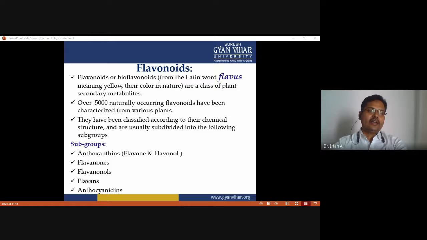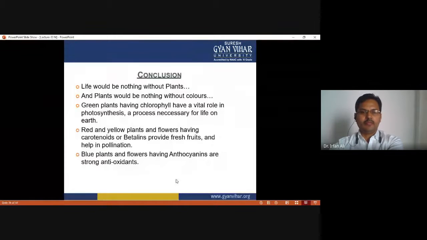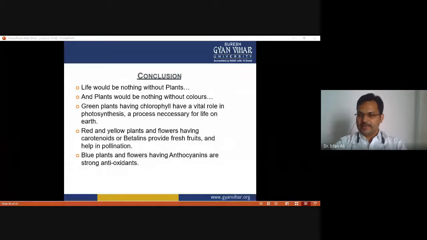For example, anthoxanthins, flavones, flavonols, flavans, anthocyanidins. These are the various subgroups of flavonoids. So these are the various biological pigments. Some of them help in photosynthesis, some of them provide color to the plants, and some of the pigments can be used in the treatment of various types of cancer, because they act as antioxidants.